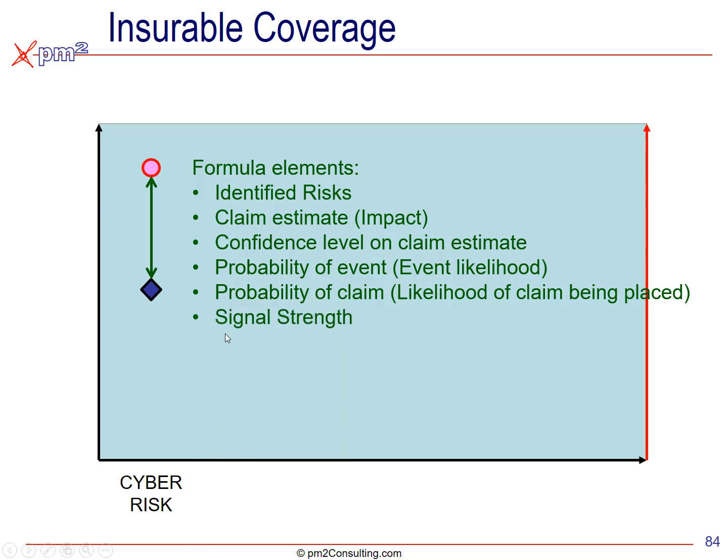So the next element is signal strength. Now I'll come back to that in a second. We began using more accurate data around the risk itself. So the next formula element was time to action. In Risk Connect, they call that velocity.